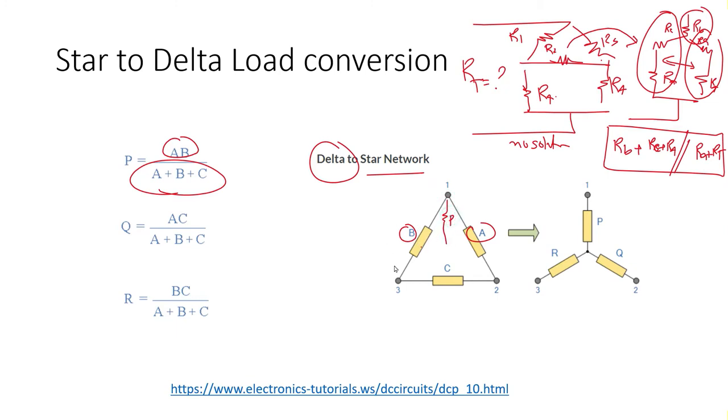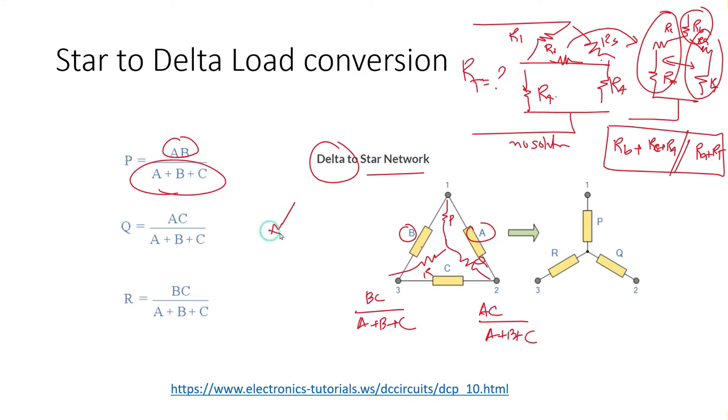Similarly, if we want to convert this line, we will write AC divided by A plus B plus C. If we want to convert this line, we will write BC divided by A plus B plus C. So this is termed as R, this is termed as Q, and this is termed as P. So PQR.